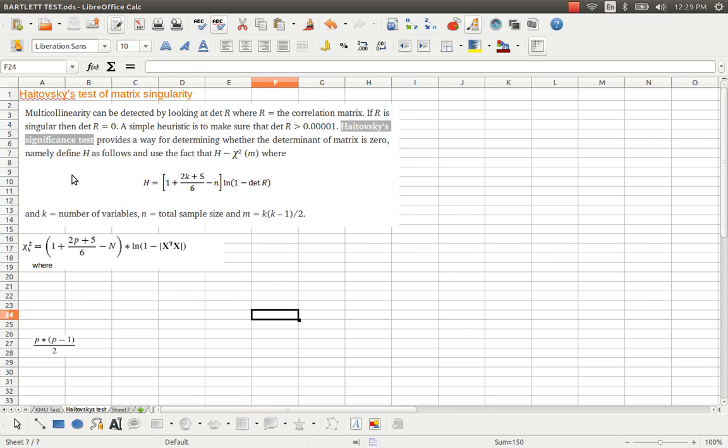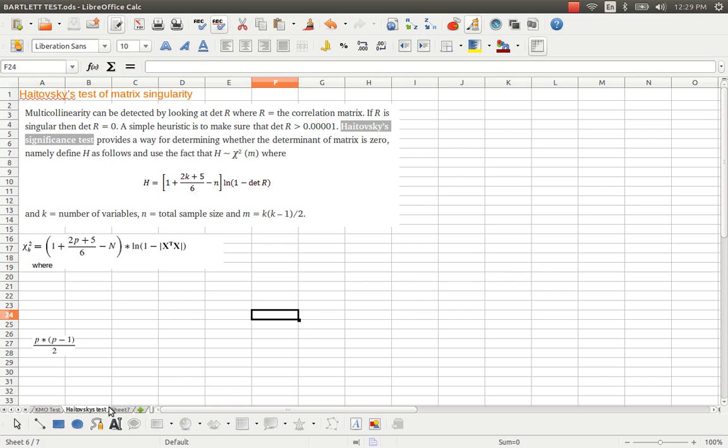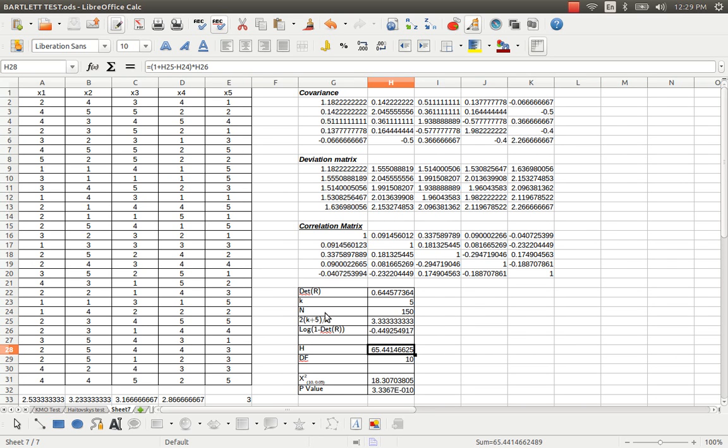And this is the second part of the formula, that is 1 plus (2k plus 5)/6. So I computed the (2k plus 5)/6 straight away in order to substitute this value in the formula, and after that the other part of the formula, log of 1 minus det R. So I substituted all these values. You can see from the formula bar, 1 plus H25, which is (2k plus 5)/6, minus n, where n is H24, multiplied by H26, which has log of 1 minus det R, so we'll get the final value of the Haitovsky's measure.